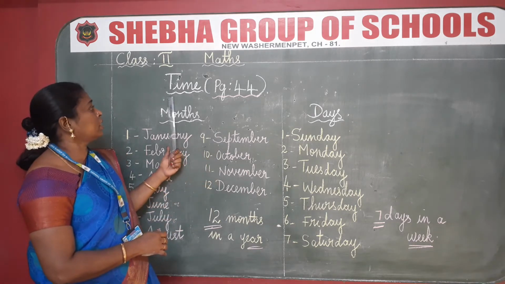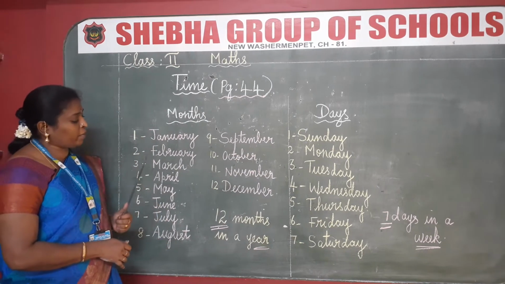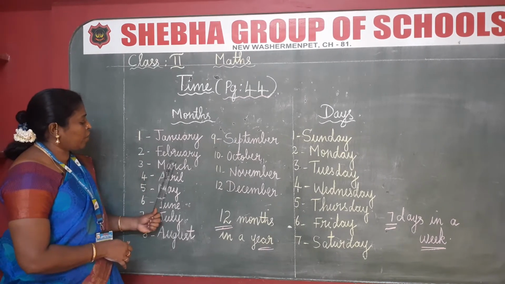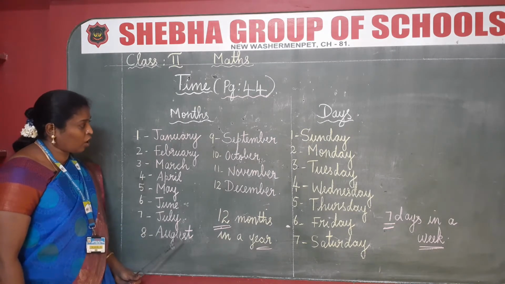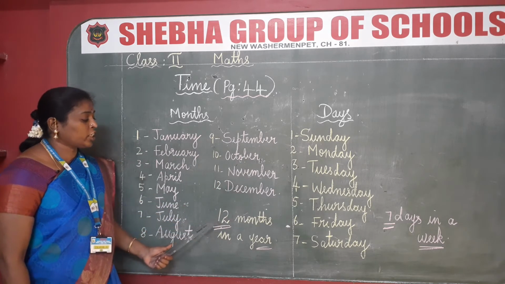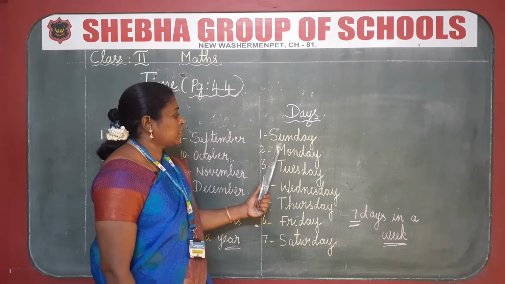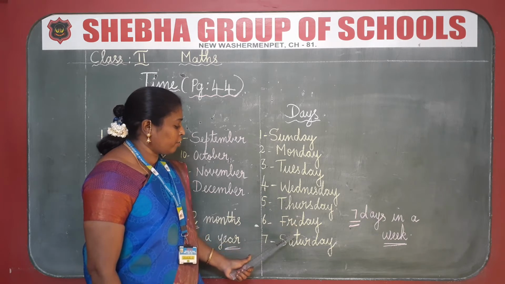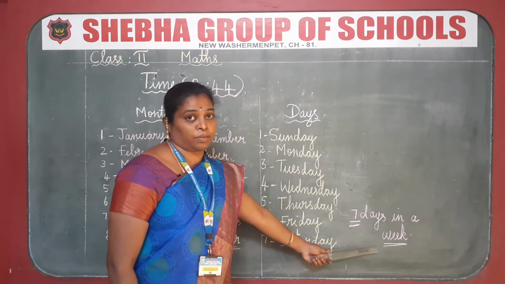Next, we are going to learn about time. It's on page number 44. Students, let us learn how many months are there in a year. January, February, March, April, May, June, July, August, September, October, November, December. There are 12 months in a year. Next, we are going to learn the days. Sunday, Monday, Tuesday, Wednesday, Thursday, Friday and Saturday. There are 7 days in a week.